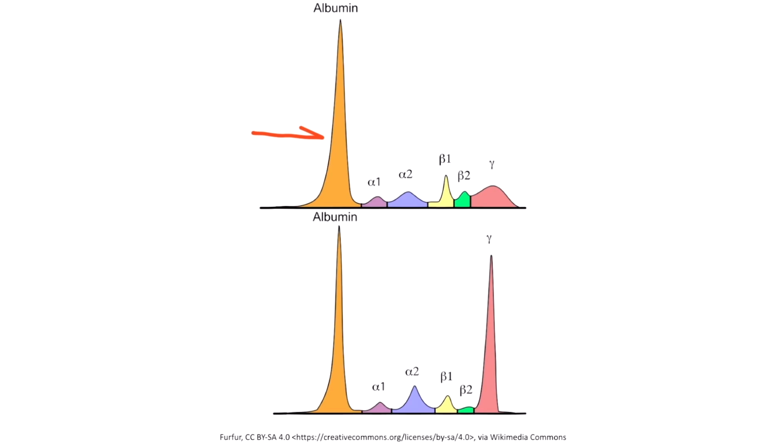Here's an image of a normal serum protein electrophoresis. And the bottom image shows monoclonal gammopathy in a serum protein electrophoresis. Note the M spike right here, which is due to the proliferation of monoclonal antibodies.